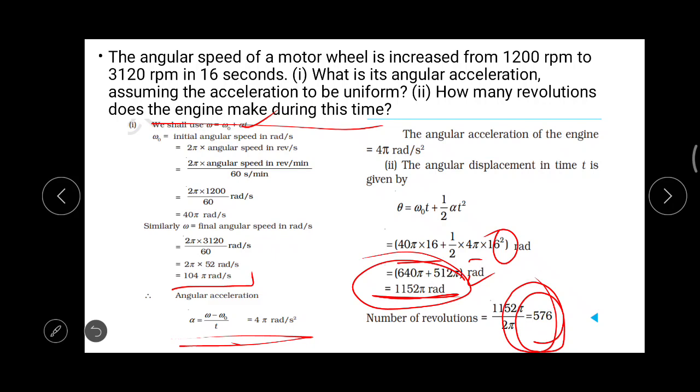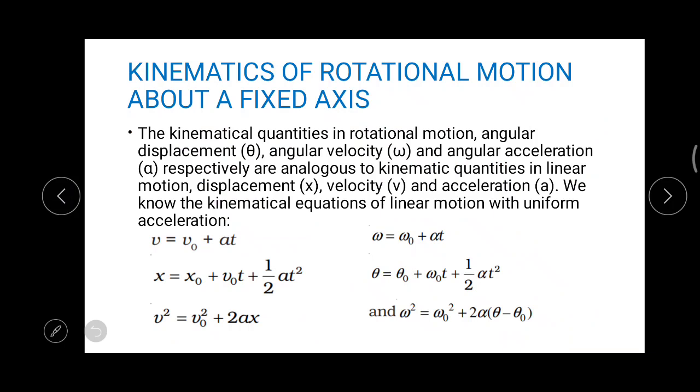So study these equations, compare the angular kinematic equations with the linear kinematic equations, then it will be easy to remember. And go through the textbook and study everything thoroughly.